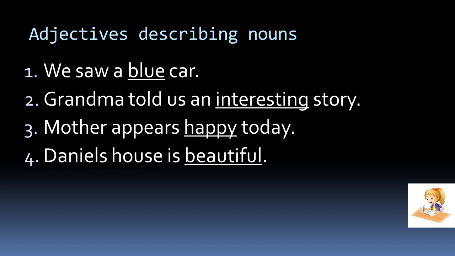In number 1, blue gives more information about the noun car. In number 2, interesting describes the story that Grandma told. In number 3, happy describes mother, while in number 4, beautiful describes house. You can see that the adjective makes a noun more particular. For example, even though there could have been other cars, the car being talked about in number 1 is blue.